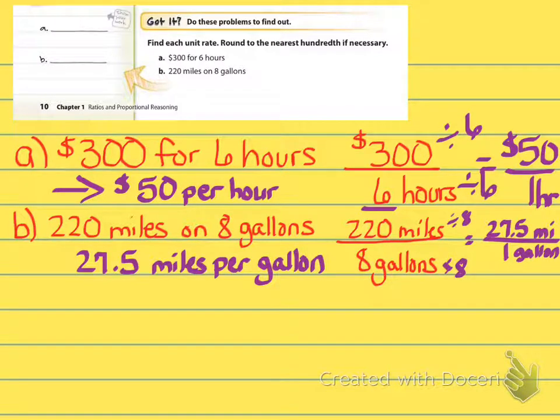On letter B, I did 220 miles over 8 gallons. I divided both numbers by 8, and I ended up getting 27.5 miles for 1 gallon. Now, you guys, when you're doing this, I did not show you the division work, but I am going to expect to see the division work for this problem for you guys to have done. So be sure that you do include that in there. And you see that I got a total of 27.5 miles per gallon. Now, you could have done it as 27.5 mpg. That's fine as well. But I wanted to show you that I left it as a rate over there, and I also wrote it out in words.